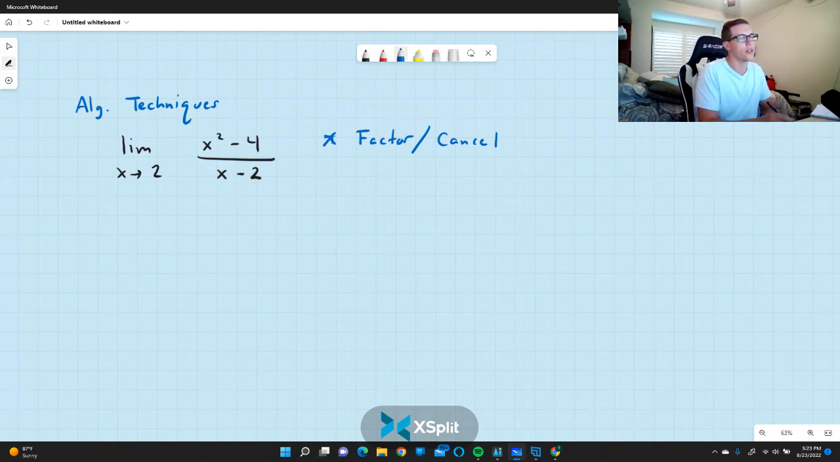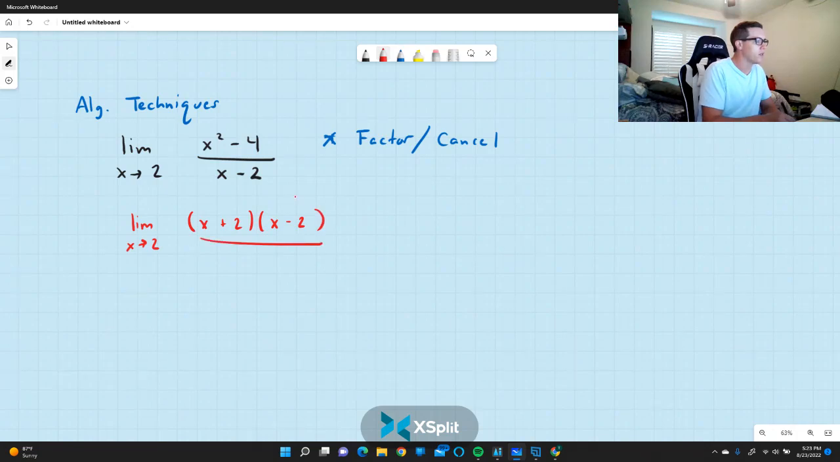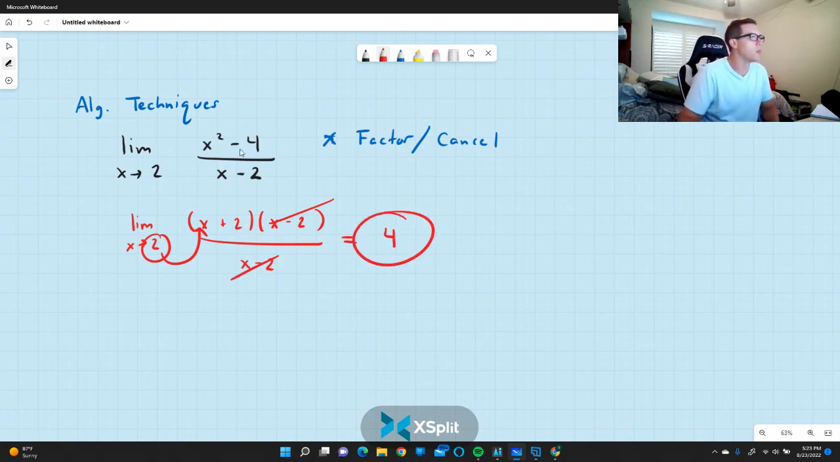We can use L'Hopital's rule, but I don't want to do that yet. I want to try the algebraic technique first. So in other words, let's factor the top using difference of squares. So x plus 2 and x minus 2. The bottom doesn't factor. Sometimes it might. Bam, bam. Once you do that, now you can plug in. And you end up with 4, just like we thought. So that's an algebraic technique, factor and cancel.